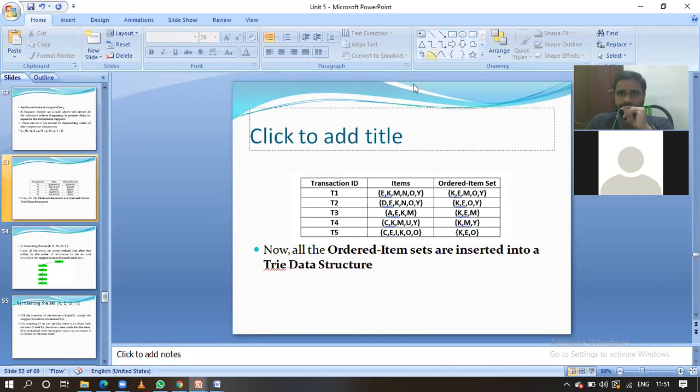Clear? Let us proceed. Till now we found the trio data structure, guys. The trio data structure consists of transactions, items and the ordered set of items. The ordered set of items are the ones that remain after eliminating using the minimum support.